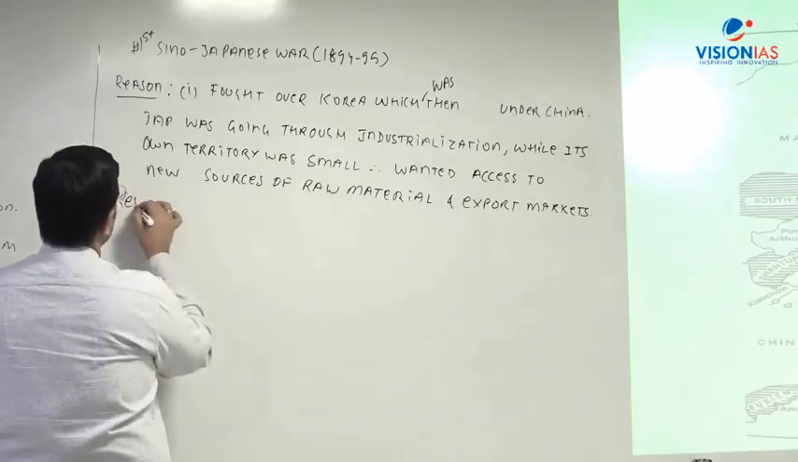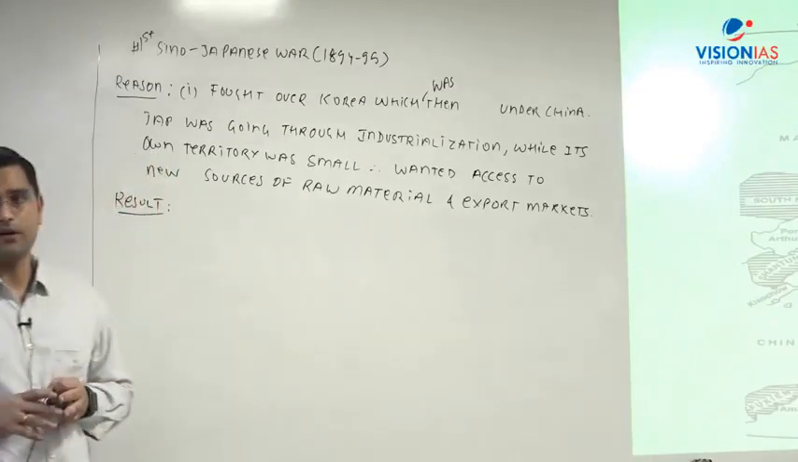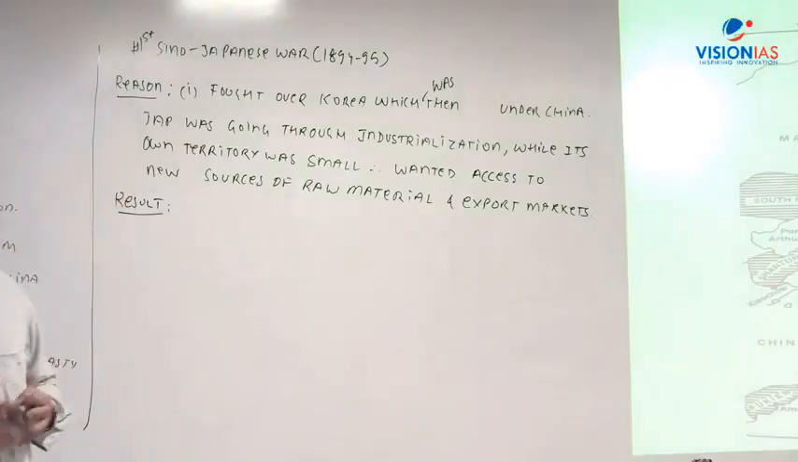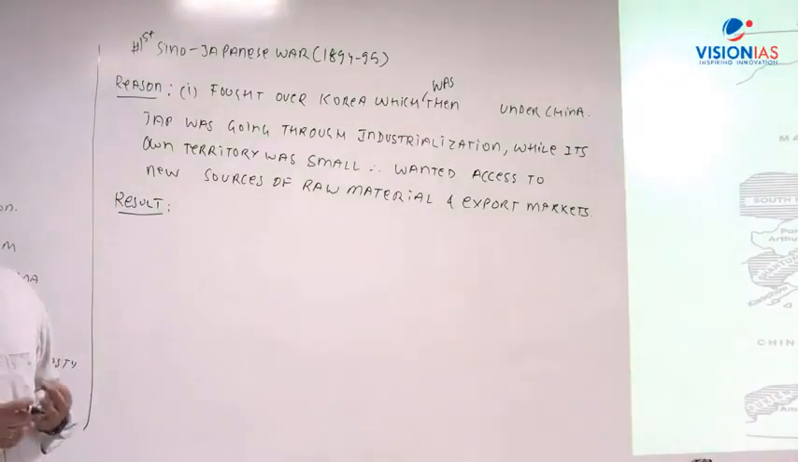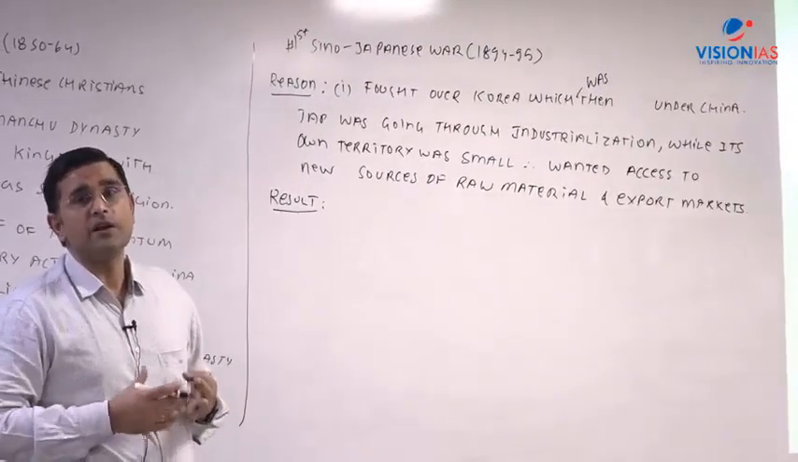What is the result? The result is that Japan is able to defeat China. The Manchu dynasty is weak, and now even an Asian country is able to take benefit of this weakness, and Japan is able to defeat China. Why is Japan able to defeat China? Japan is able to defeat China because of industrialization.